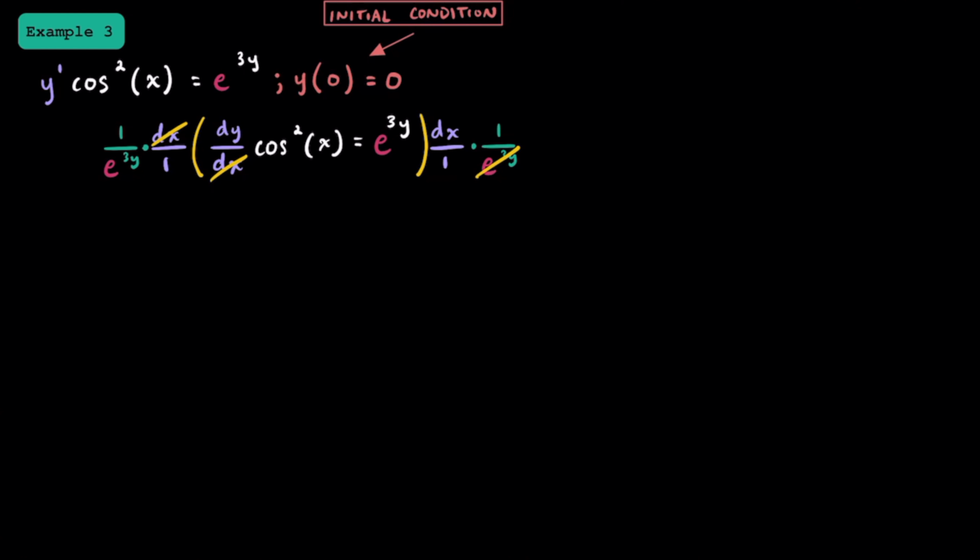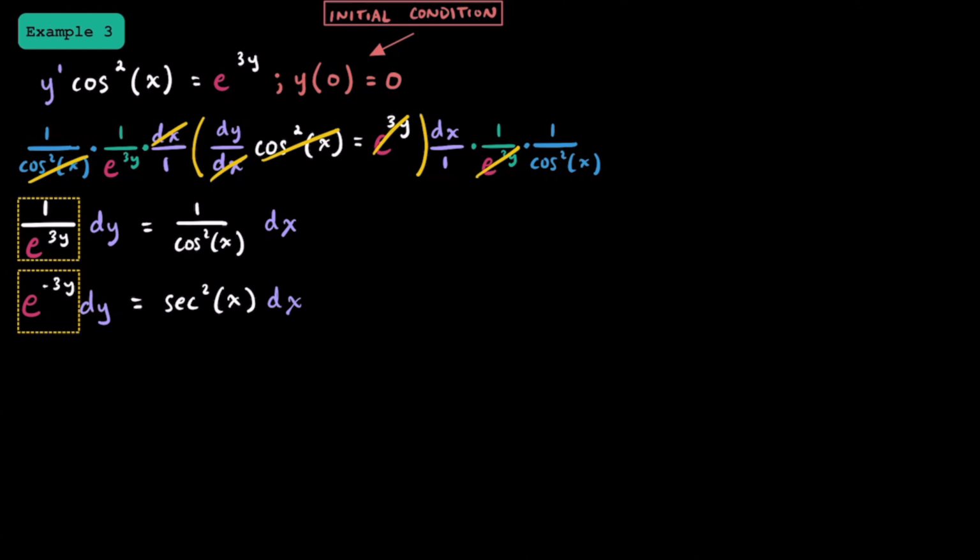To make the left side easier to integrate, I'm going to use our negative exponent rule and rewrite it as e to the negative 3y power. And using our reciprocal trig identity, we can rewrite 1 over cosine squared of x as secant squared of x. Now let's take our equation and integrate both sides.